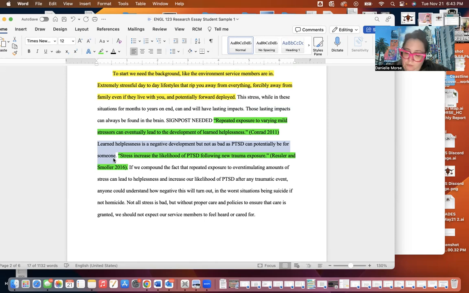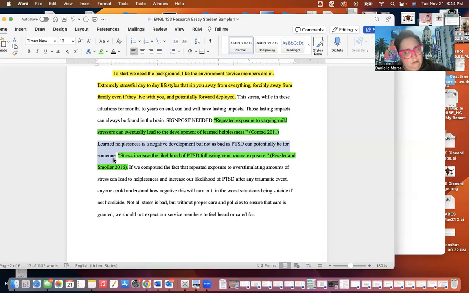If first person we compound the fact that repeated exposure, there's no evidence analysis either, so this is also a hit and run. If we compound the fact that repeated exposure to overstimulating amounts of stress can lead to helplessness, I don't know what the difference is between helplessness and learned helplessness. So that's needed in this body paragraph.